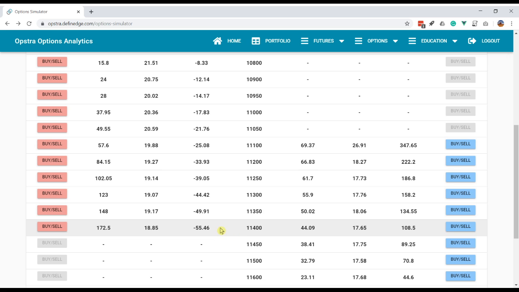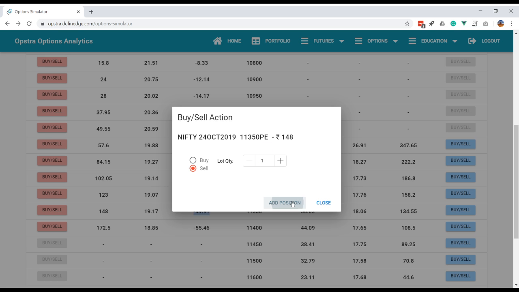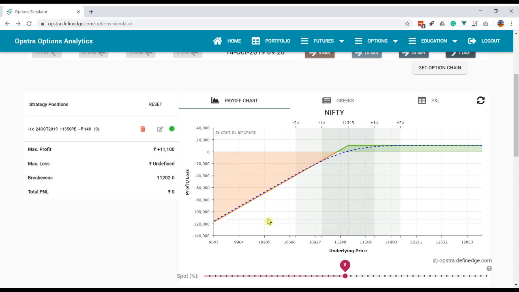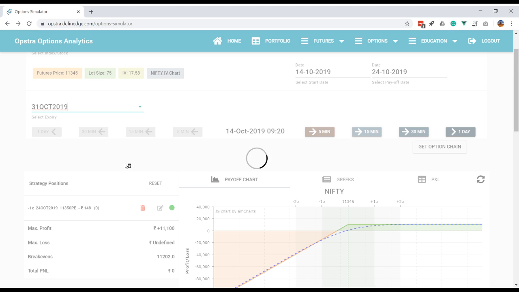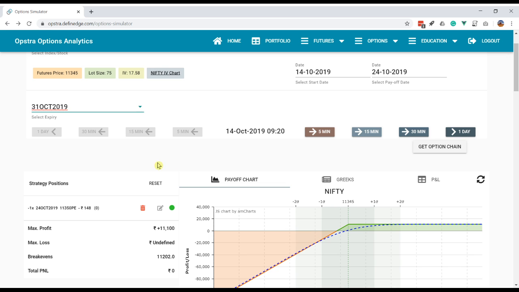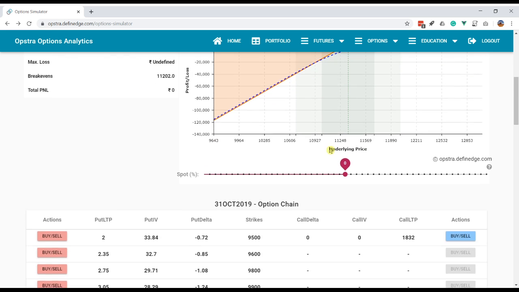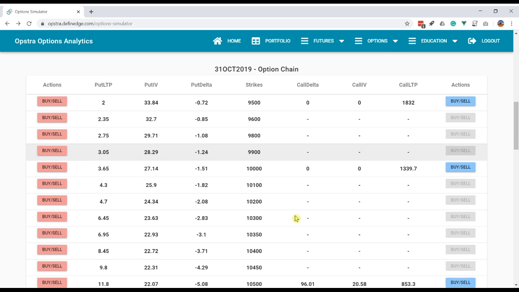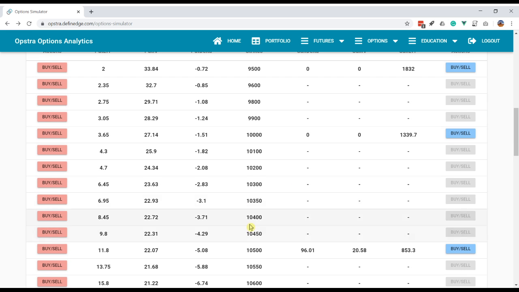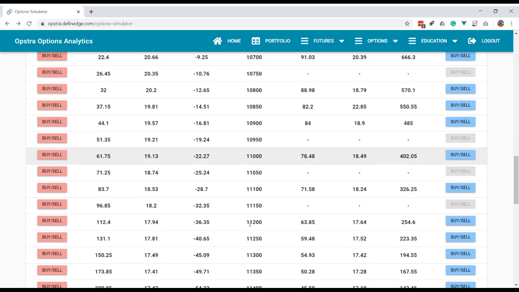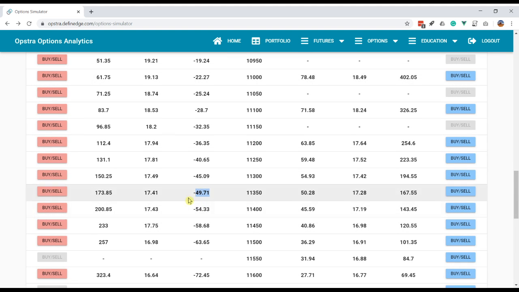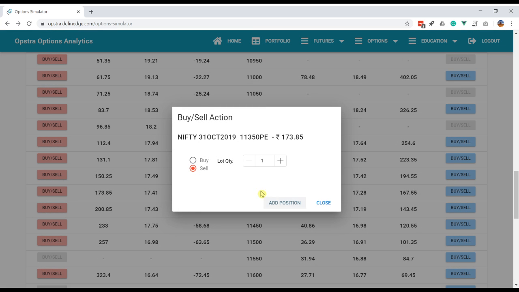So we will short at the money put option. In this case we choose a 50 delta put option, which is 11,350, right? This is 50 delta, which means at the money option. So we will sell the at the money put option 11,350 put, and then we will buy the 31 October 2019 11,350 put option, which is your back month put option. If you check both of them, their delta is close to 50 because they are at the money strikes. So we will buy this one.